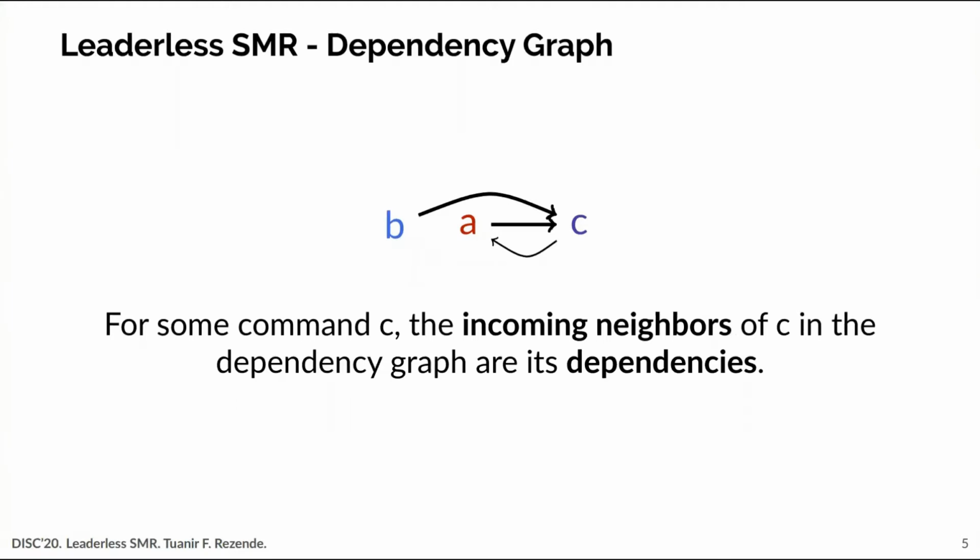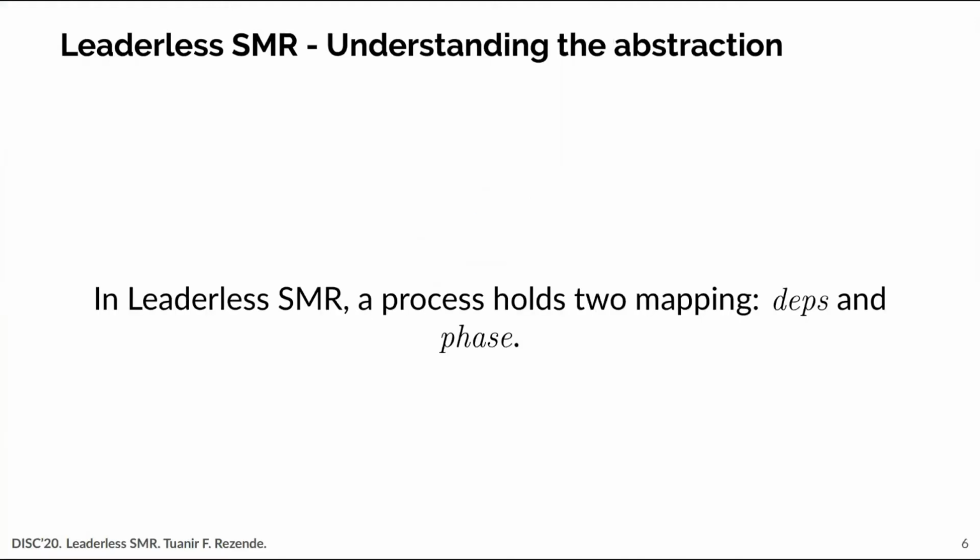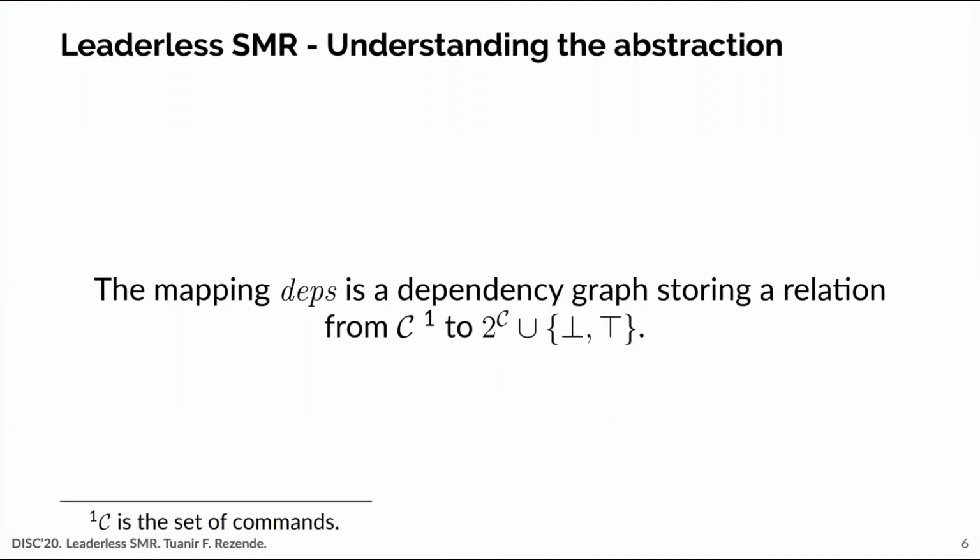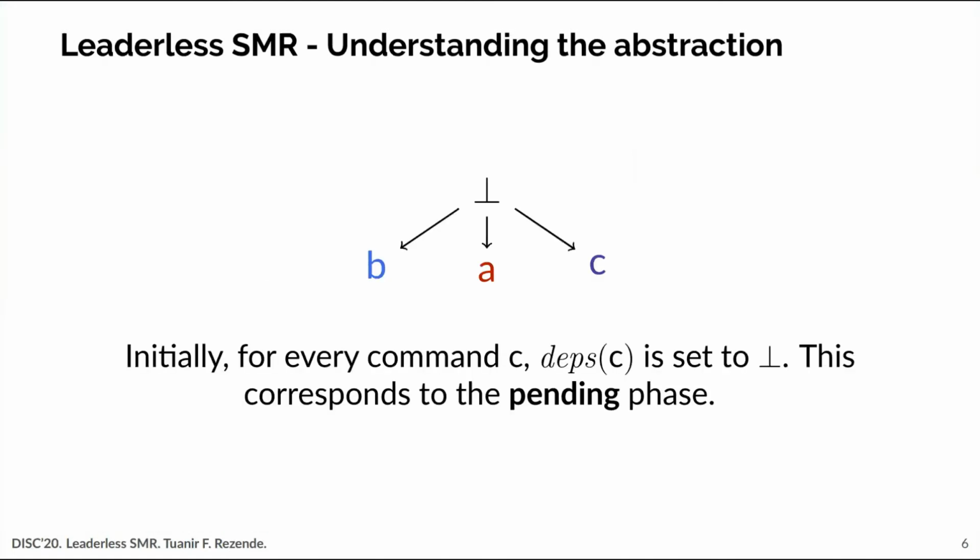It's important to understand this terminology: for some command C, the incoming neighbors of C in the dependency graph are its dependencies. In leaderless SMR, a process holds two mappings, depth and phase. The mapping depth is a dependency graph storing a relation from the set of commands to the power set of commands union two special symbols, bottom and top. Initially, for every command C, the dependencies of that command are set to bottom. This corresponds to the pending phase.